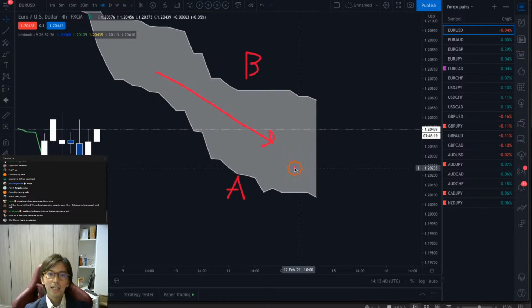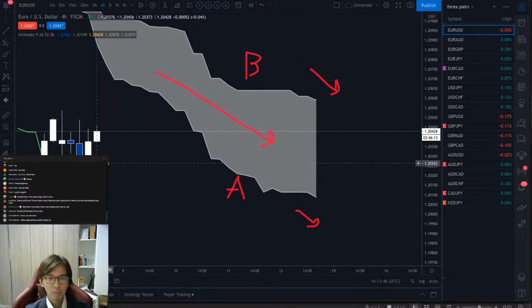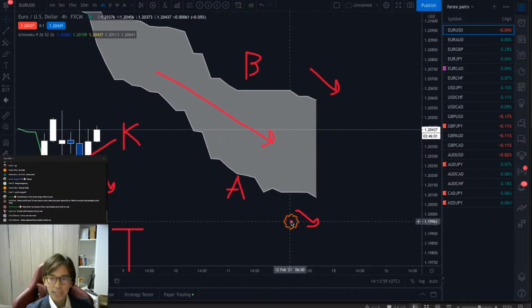But technically the Senko span B is down, and Senko span A is also down. And Kijun-sen is pointing downwards too. So the green one is called Kijun-sen in my chart color setting, and the blue one is called Tenkan-sen. But if you look at the angles, you see both Senko span BA down and Kijun-sen also pointing downwards.